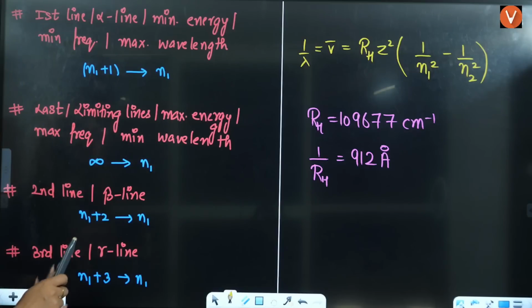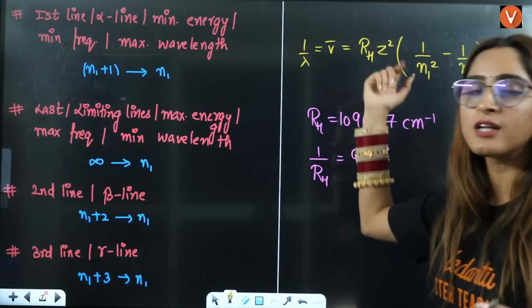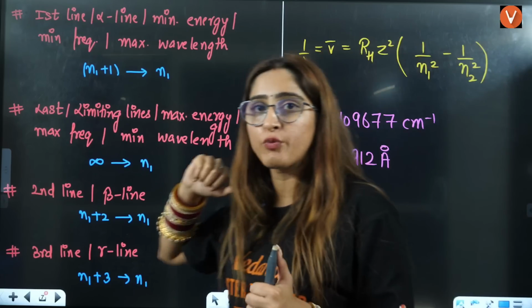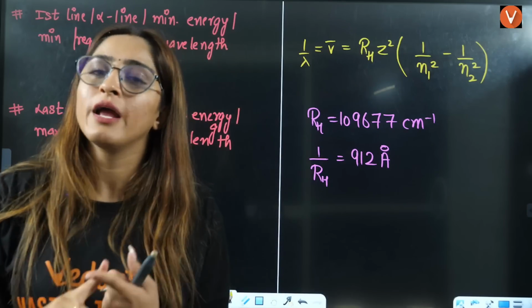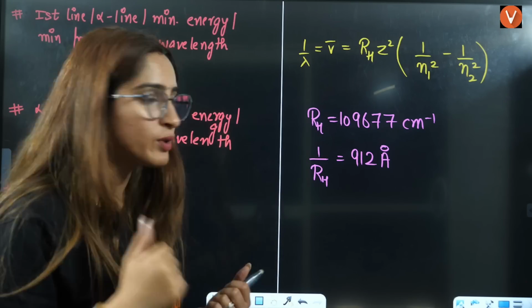Now, what are n1 and n2? Z is the atomic number, that will be there in the question. For hydrogen it is 1, for helium it is 2, for lithium it is 3. You can answer that.